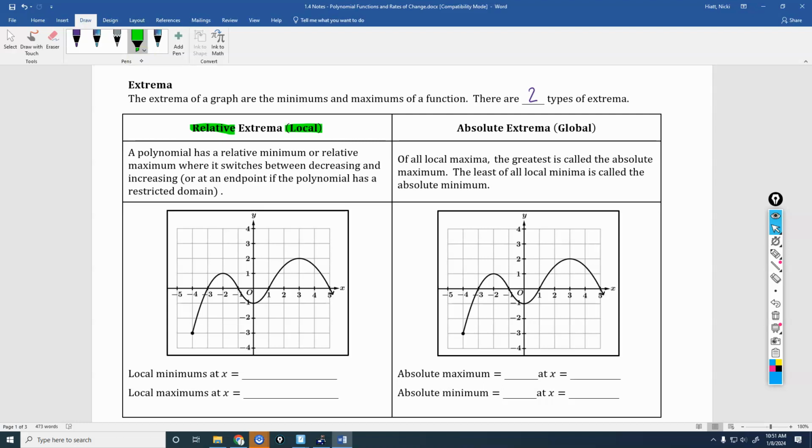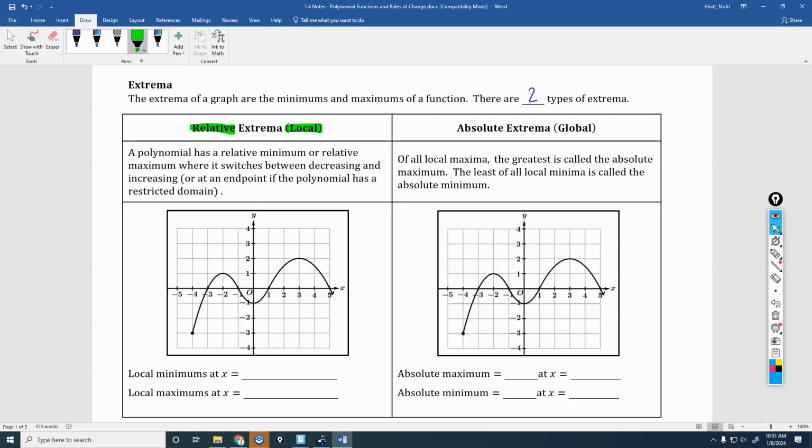Some textbooks use the term relative, some use the term local. AP is going to use both, and they're going to use them interchangeably. They don't usually use the same one in the same problem, but, you know, question number 7 might ask for a local maximum, and question number 10 might ask for a relative maximum.